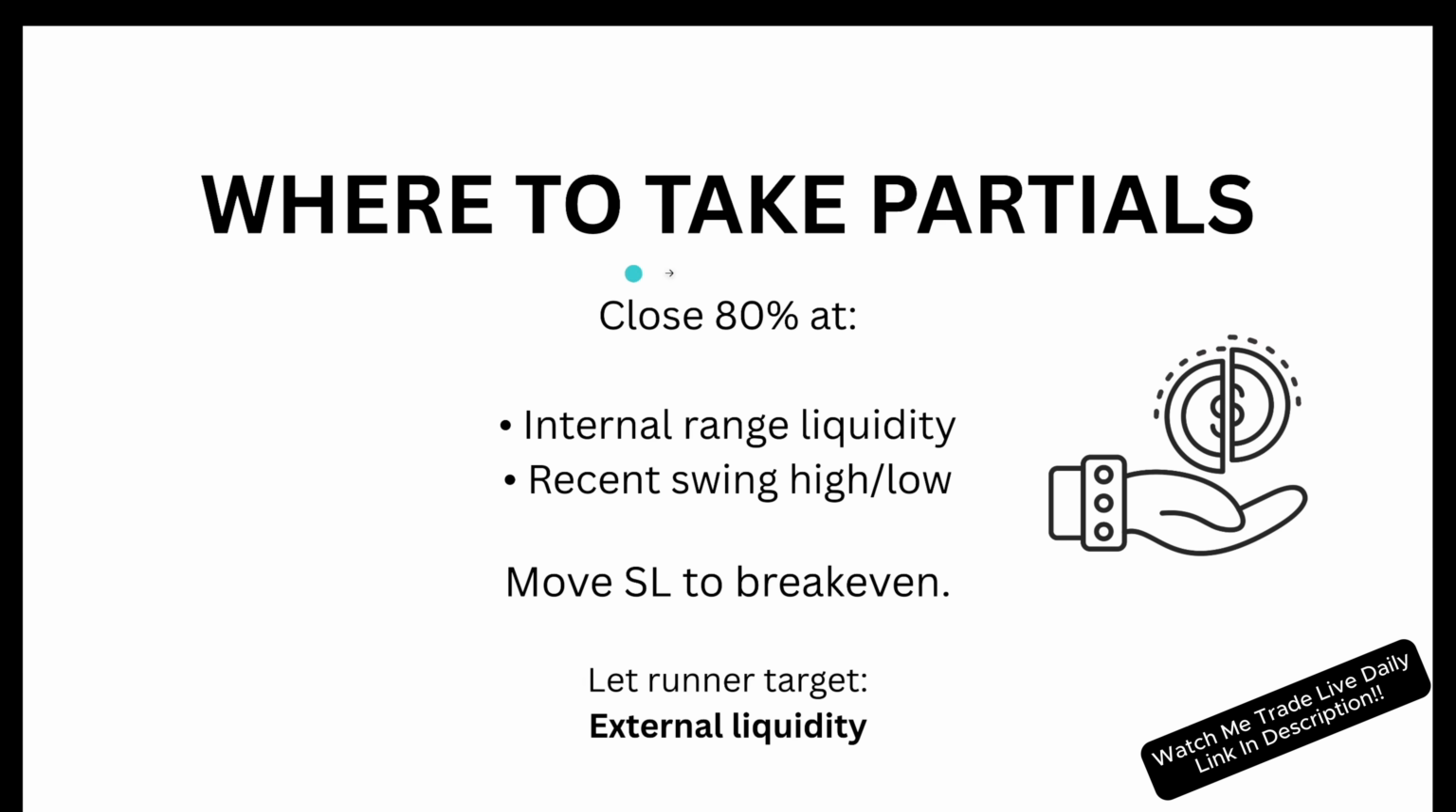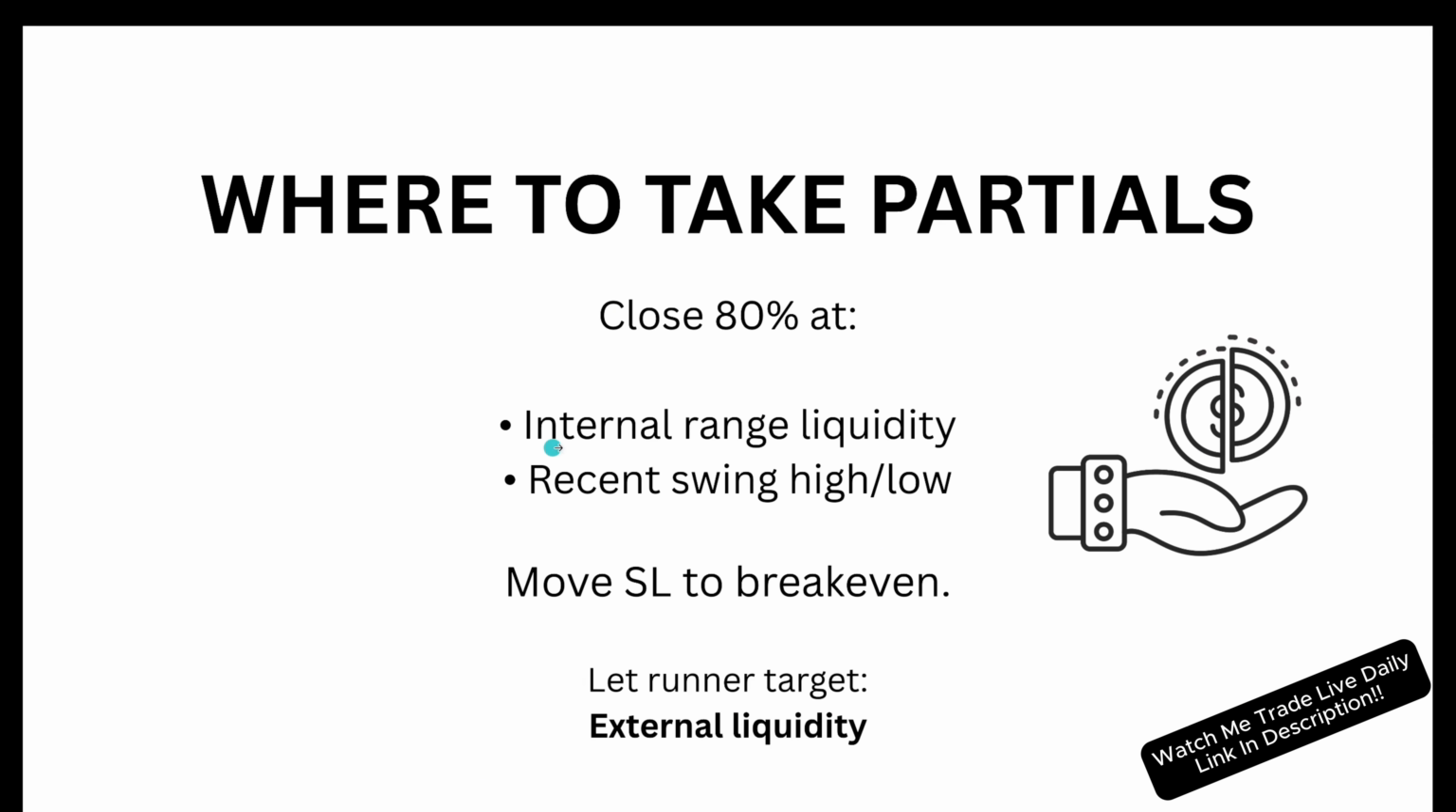Okay, and where exactly do you want to be taking partials? So ideally you want to be closing around 80% off of your position, or even 100% depending on how many accounts that you have. Obviously in the beginning phases of trading this model, ideally you just want to be closing 100% off of your position at internal range liquidity at around 1.5 to 2 risk to reward ratio. However, if you do have more accounts, then you can simply feel more comfortable by closing 80% at TP1 and then holding a runner to try and secure extra risk to reward ratio.